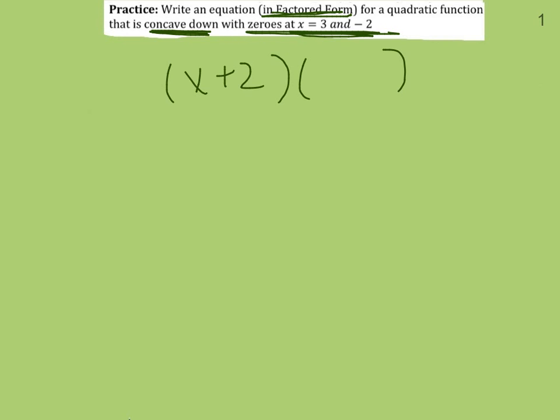Well, three. We need it in factored form, we need it concave down, and we need it to have zeros at these two places. Okay, well, if we had factored form, we would know how to find the zeros, right? If I had x plus 2 and x minus 10, I would know that the zeros are at x equals negative 2 and positive 10. So in this case, all we're doing is just going backwards from that.